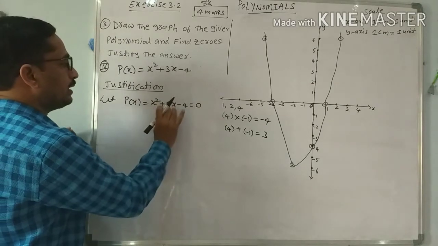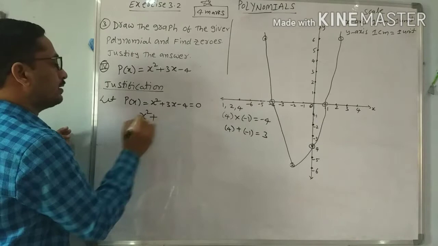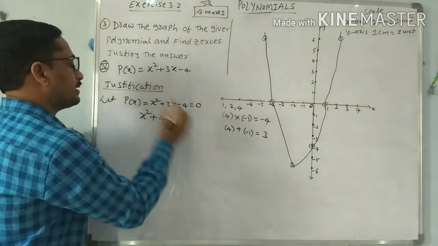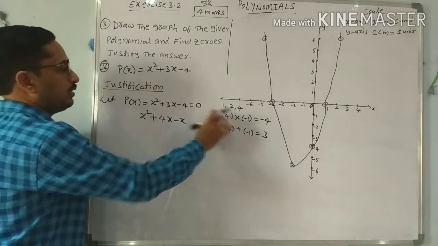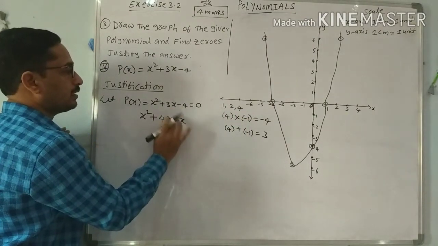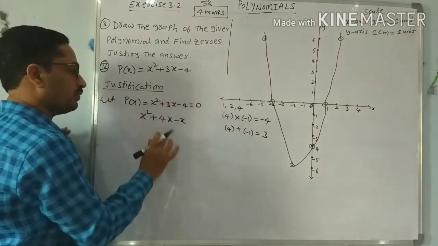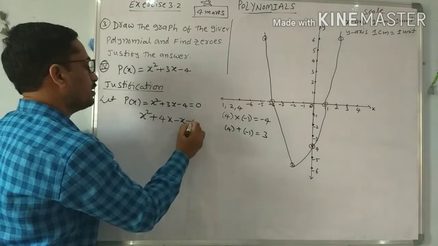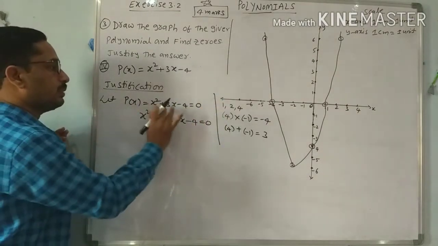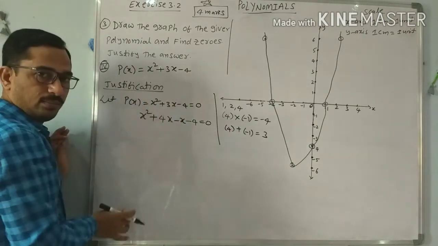So split the 3x as 4x minus x. x square plus 4x minus x minus 4 equal to 0. 4x minus x equal to 3x, and 4 into minus 1 equal to minus 4. The constant stays as it is. So we just split the 3x as 4x minus x.